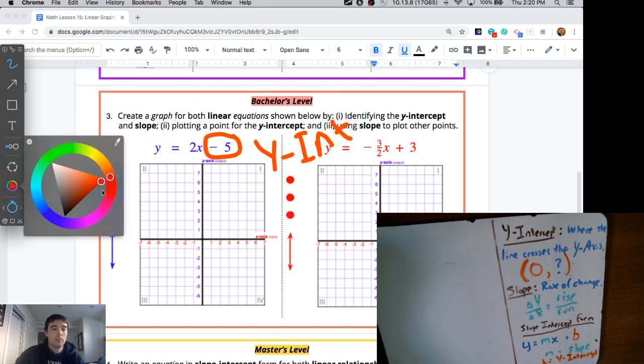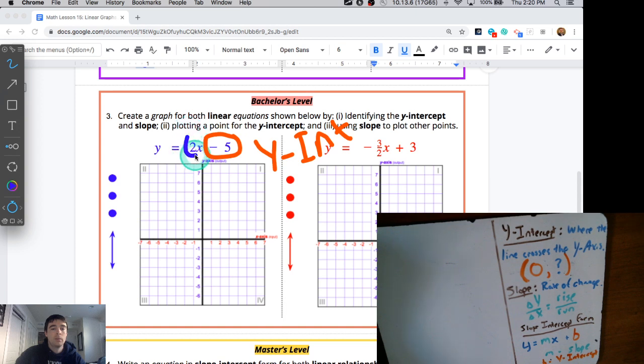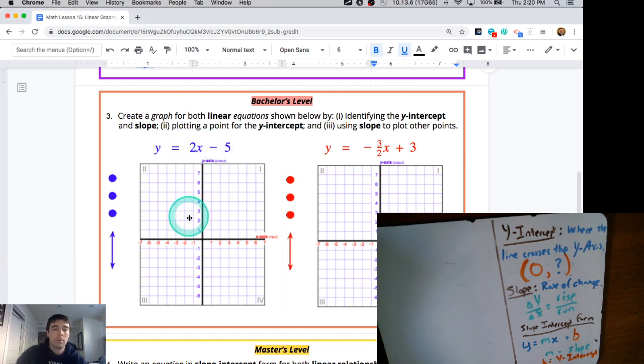Our slope, give me 1 second to play with that. There we go. Our slope is right here. That's the 2. That's what's multiplied with our x. So here I have a y-intercept of -5, then a slope of 2. Keep that in mind as we now build our graph.